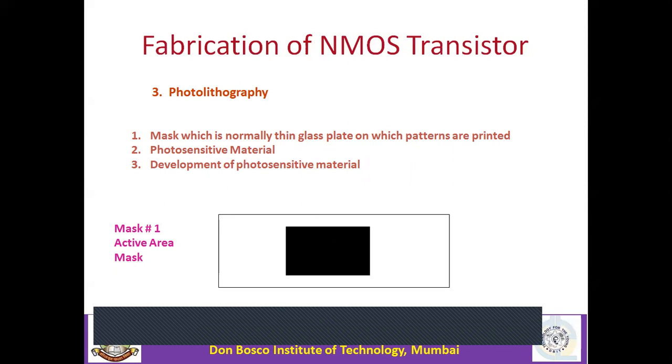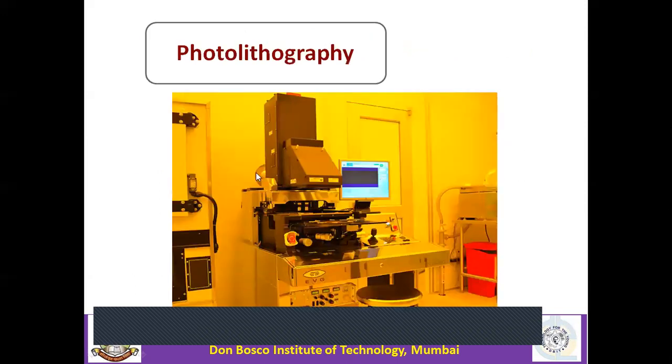And then development of the photosensitive material. After exposure to ultraviolet radiation, it is developed. Whichever is soft dissolves in the developing solution, and whichever is hard remains as it is. This is used to fabricate your transistor. So this is something like photolithography.